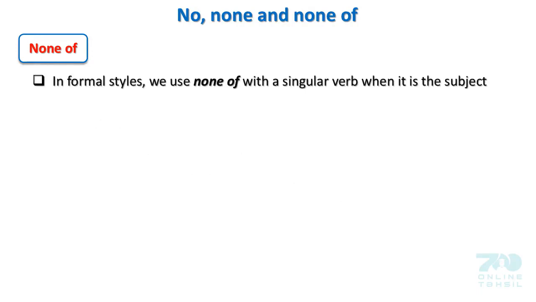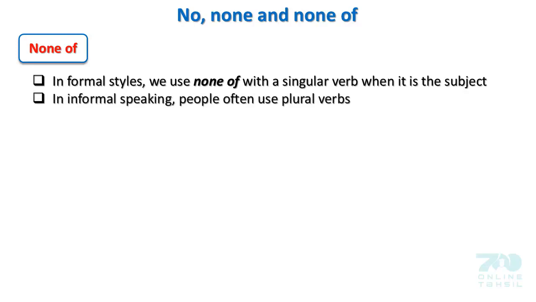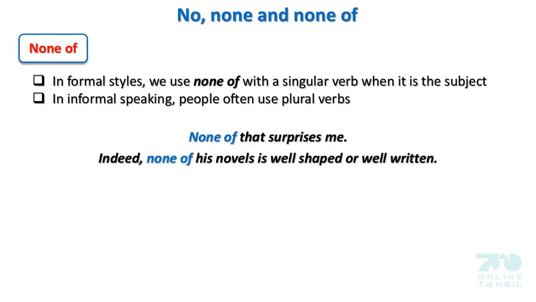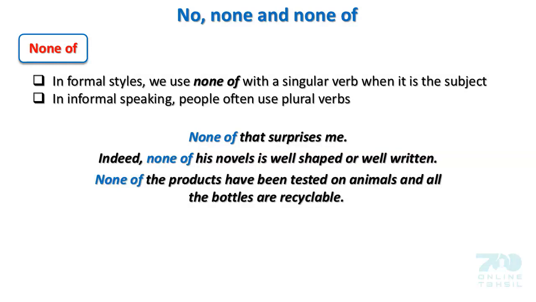In formal styles, we use none of with a singular verb when it's the subject. However, in informal speaking, people often use plural verbs. None of that surprises me. Indeed, none of his novels is well shaped or well written. None of the products have been tested on animals, and all the bottles are recyclable. Informal.